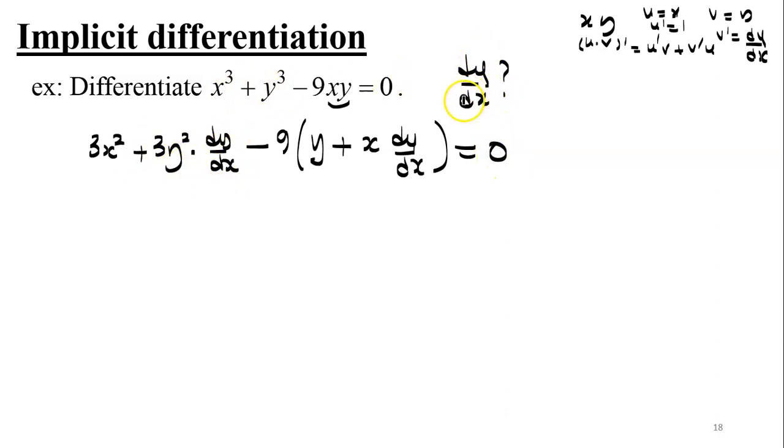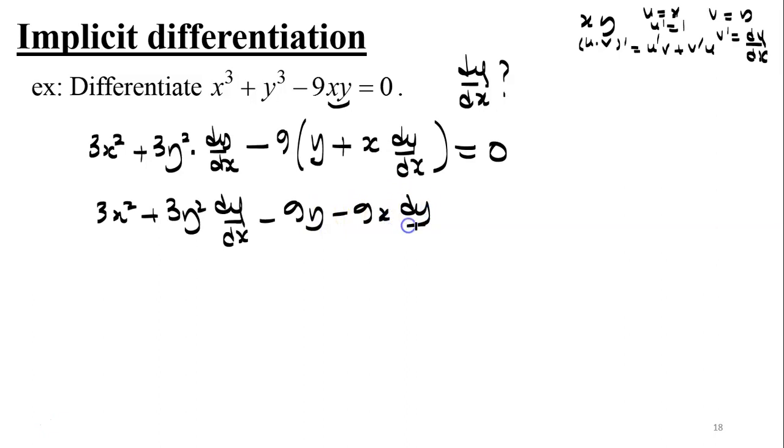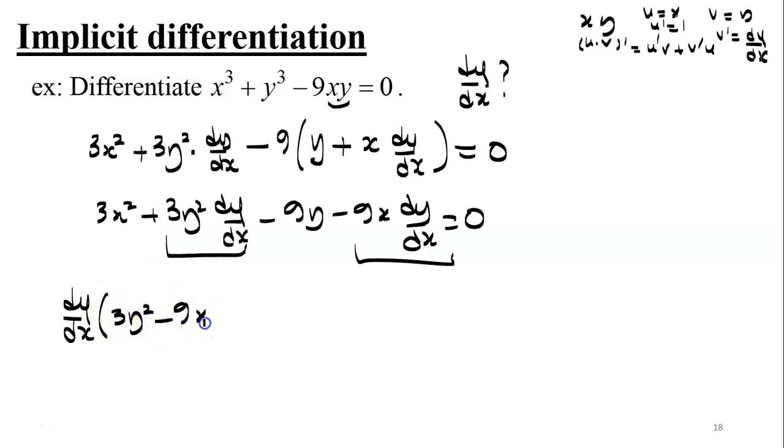Now, in order to find dy over dx, I need to expand everything and group the terms in dy over dx on the left-hand side and everything else on the right-hand side. So it's 3x squared plus 3y squared dy over dx minus 9y minus 9x dy over dx. These are the two terms in dy over dx that I need to group on the left-hand side, and then everything else on the right-hand side. So it's 9y minus 3x squared. Sorry about that, my pen slipped.